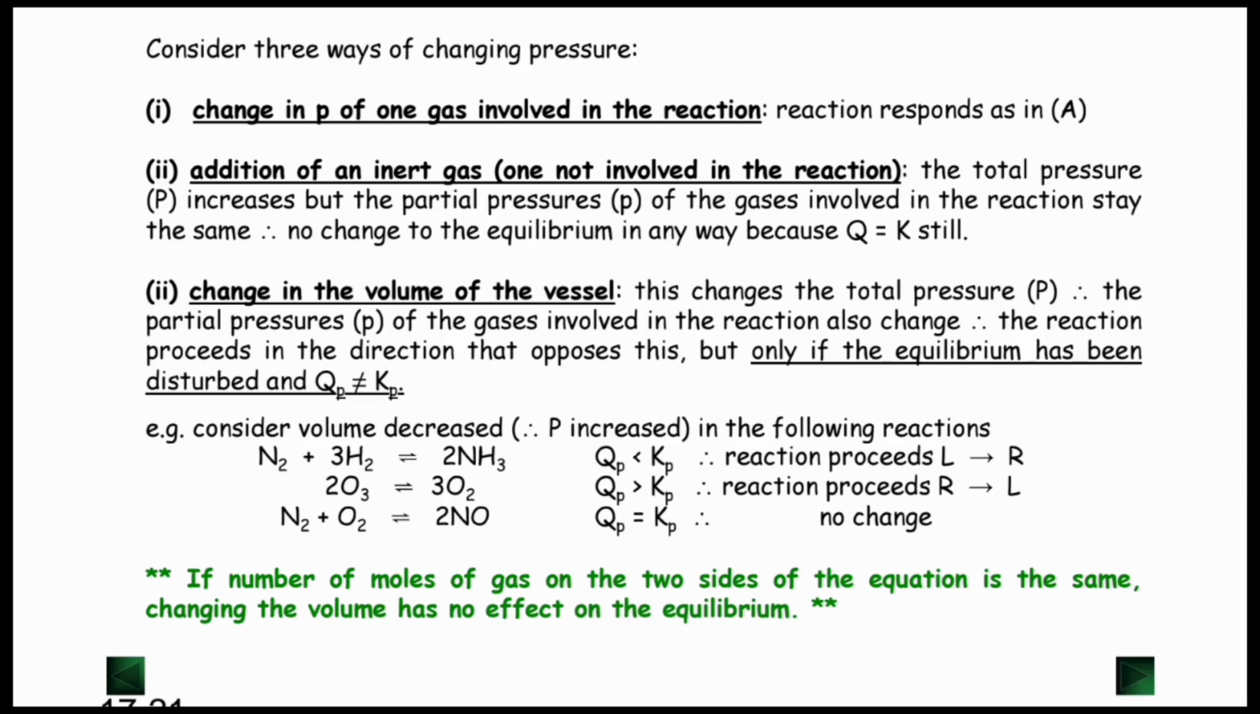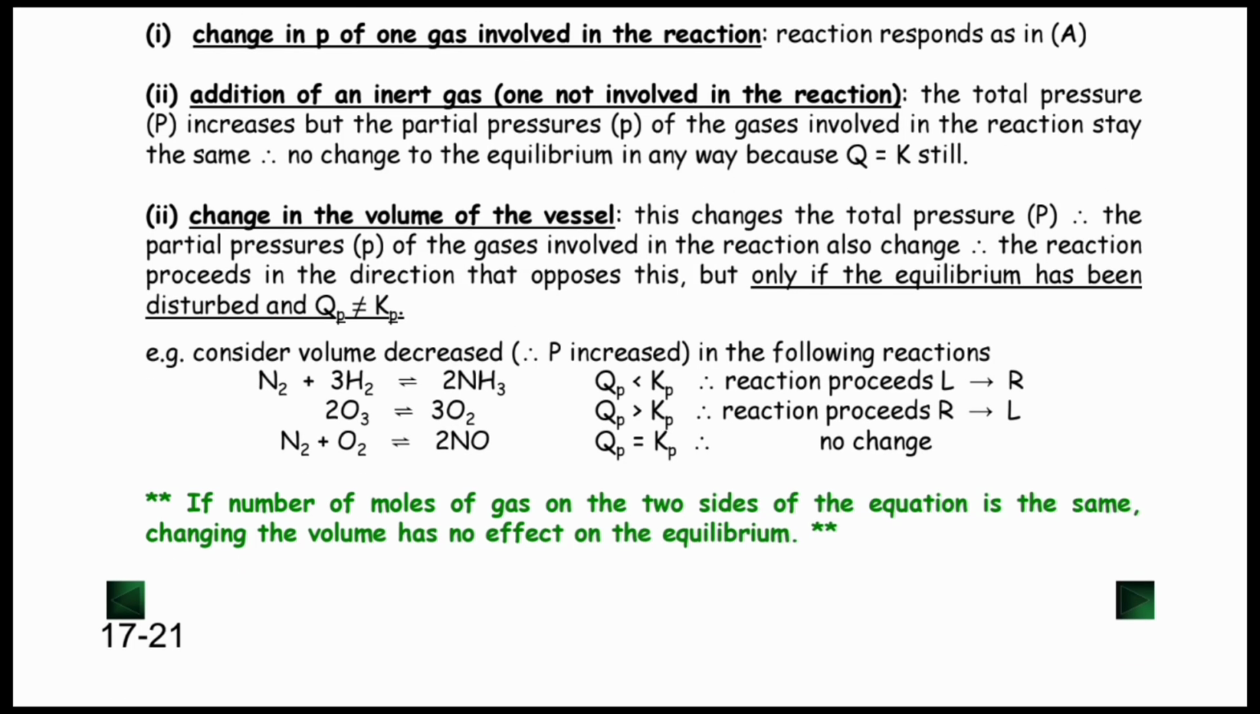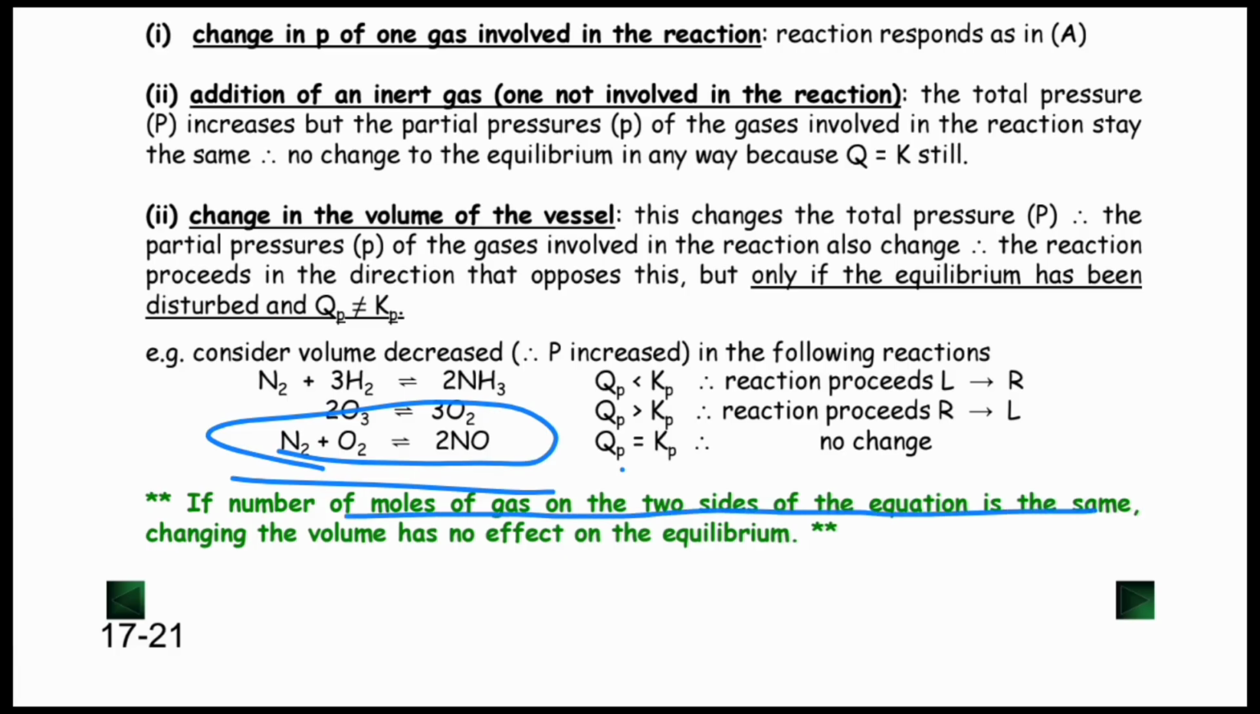Here you can see pressure is increased, the reaction moves from right to left, in the backward direction, to the side where the number of moles is lower. And here the number of moles is the same, so pressure will not affect this reaction, okay. If the number of moles on the two sides of the reaction is the same, changing the volume has no effect on the equilibrium.